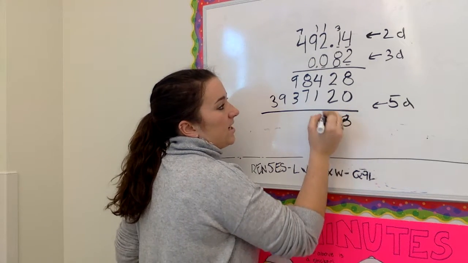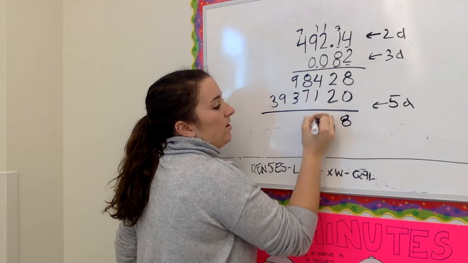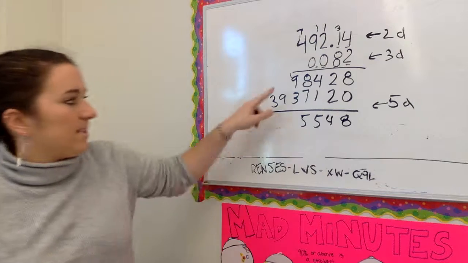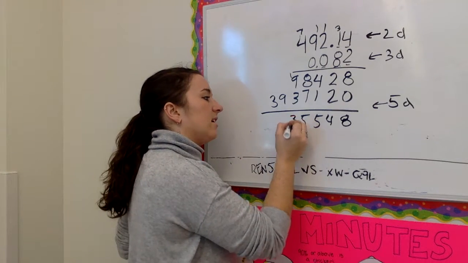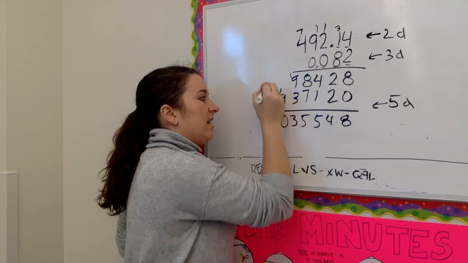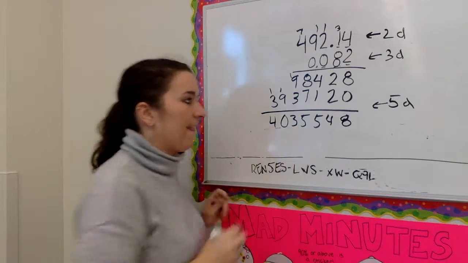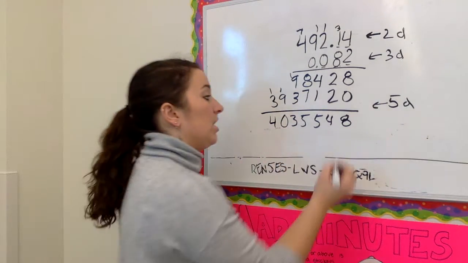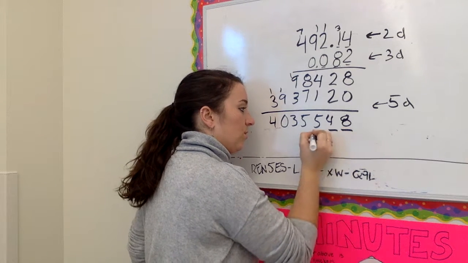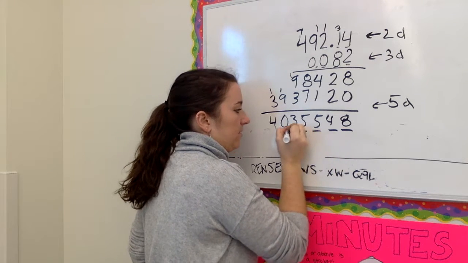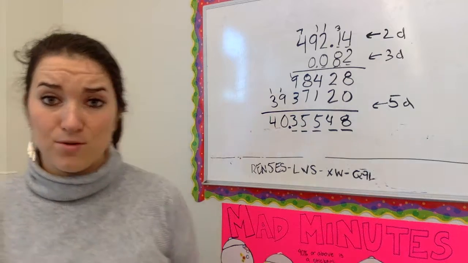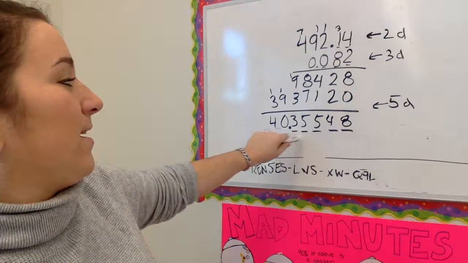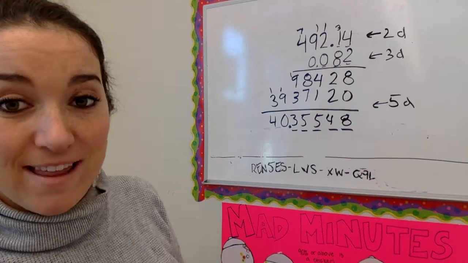8 plus 0 is 8, 2 plus 2 is 4, 5, 15, carry the 1, 3 plus 9 is 13, carry the 1, 10, carry the 1, 4. Now I need 5 digits behind my decimal. So I'll count 1, 2, 3, 4, 5. And the decimal should go right between the 0 and the 3. So I have 40.35548. And that's your answer.